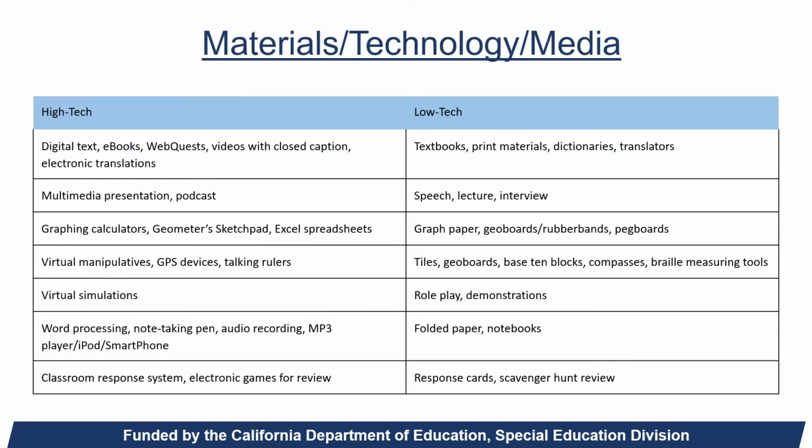For a quick reference, on this slide is a list of a few high-tech and low-tech materials, technology, or media to consider for your lesson. Some of the high-tech materials include digital text, multimedia presentations, graphic calculators, virtual manipulatives, or word processing. Some of the low-tech examples are print materials, translators, interviews, graph paper, geoboards, role play, notebooks, or response cards, and so many more.